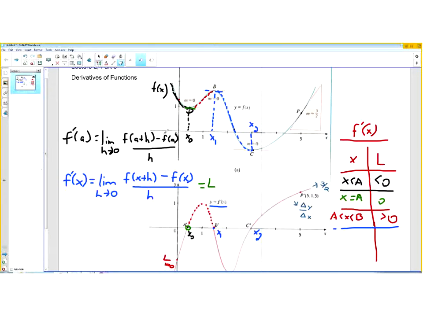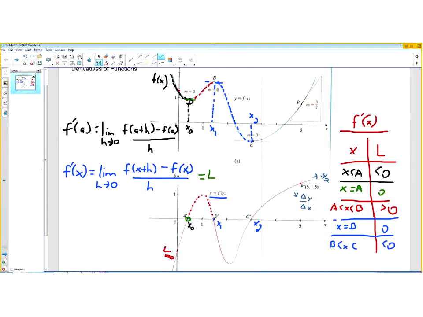So at x equals b, L is 0. All right, and then when x is between B and C, L is less than 0. And that's why it's shown on the graph. This is the only geometric structure that can connect B and C and still be below the graph.